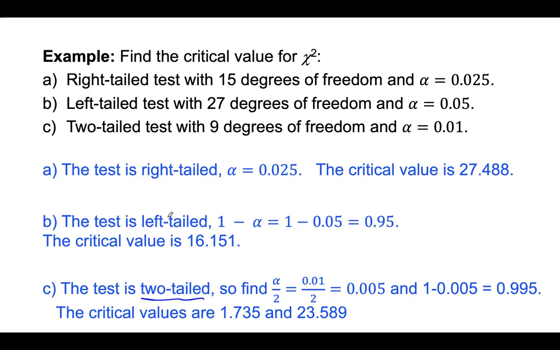So you notice for right-tailed tests, it was pretty straightforward. Let's just repeat this. For left-tailed tests, we take 1 minus alpha, and we get that critical value. And for our two-tailed tests, we're going to have 2 critical values, and we compute them in this particular way.